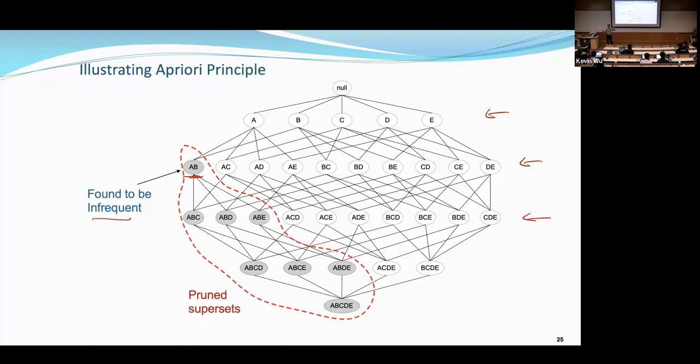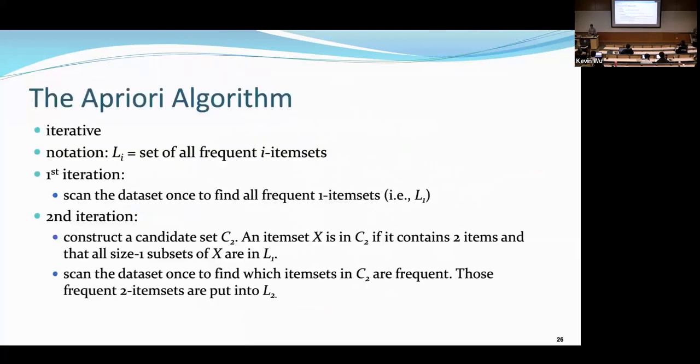The effect is that most of the item sets in this lattice can be pruned. And so the item sets that really need to be counted for their support are reduced to a much more manageable collection. That is what makes the Apriori algorithm practical.